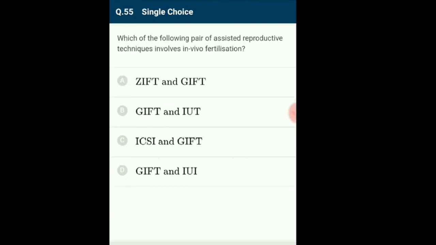Question number 55. Which of the following pair of reproductive techniques involves in vivo fertilization? Test tube baby program involves in vitro fertilization followed by zygote or embryo transfer inside the female body either through ZIFT or IUT, or ICSI is another specialized procedure to form an embryo in the lab, or in vitro. So the answer for this question is option D, GIFT and IUI.